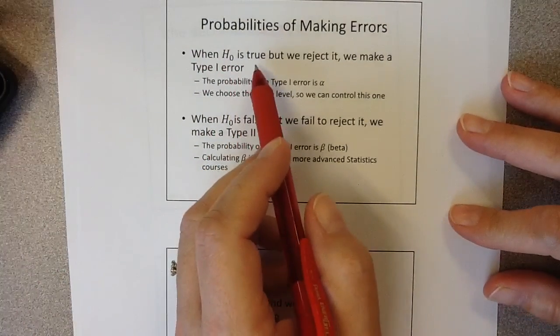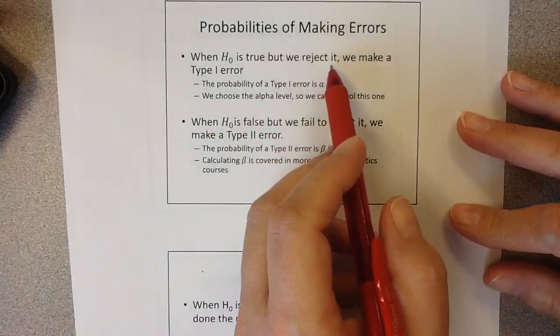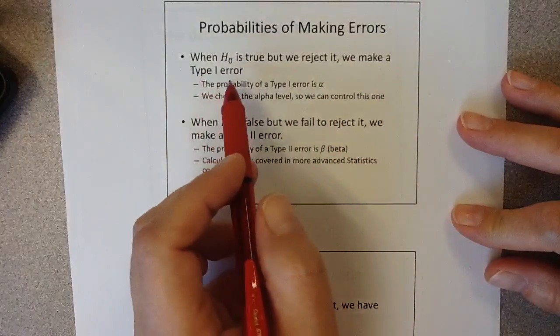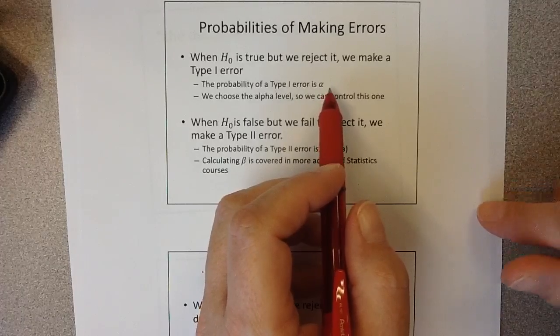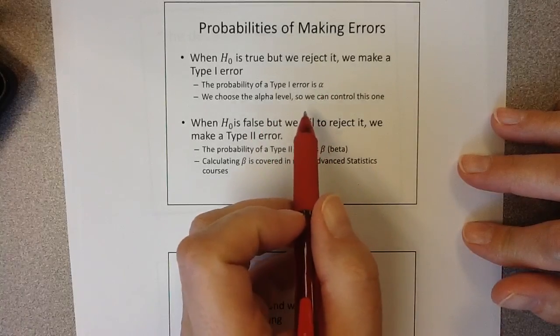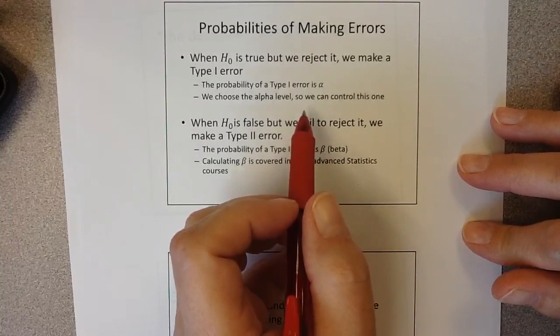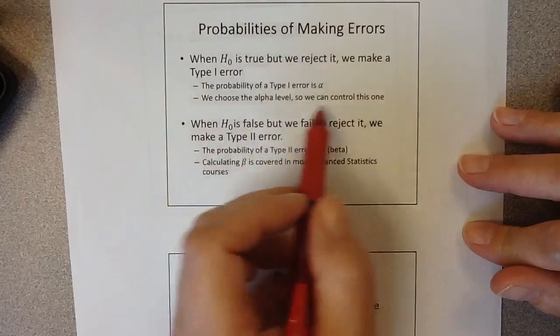So when H naught is true, dude's innocent, but we reject it, we send him to jail, we make a type 1 error. And the probability of that happening is alpha. And we get to choose the alpha level, or somebody tells us, but if we're the researcher, we really do get the right to choose it, so we can control this one.